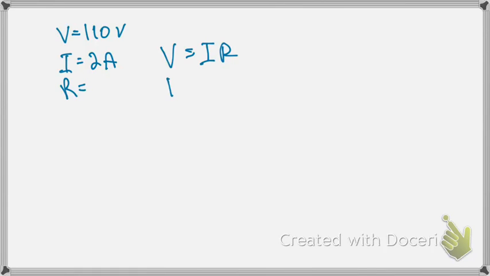Number 12, in a simple electric circuit, they give you the voltage is 110. It draws, that's a heater, so it draws 2 amps of current. I is 2 amps. The resistance of the heater is, well, again, V equals IR, so 110 equals 2 times R, 55 ohms. All right, next question, this is 13.